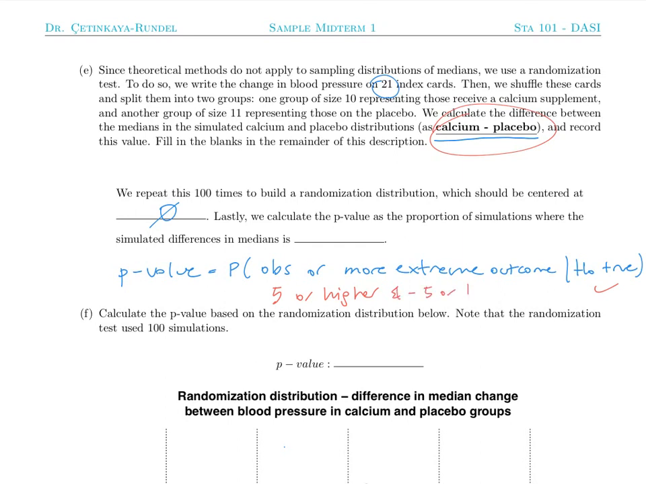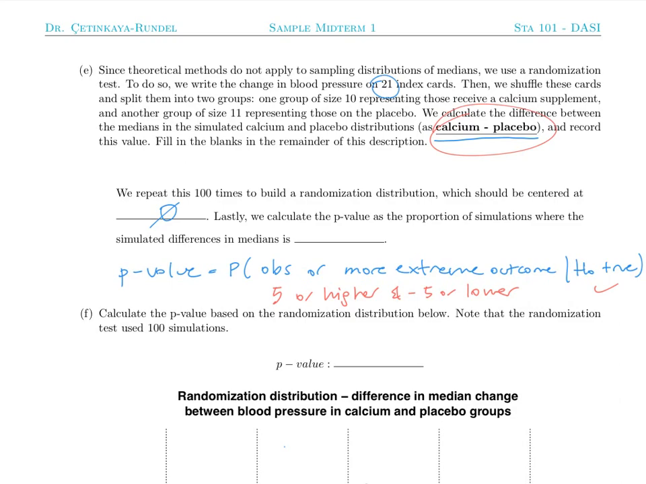Why? Because my alternative hypothesis was two-sided. If my alternative hypothesis had a greater than sign, I would only take the first part of this. So doesn't that mean that calcium minus placebo doesn't really matter? It doesn't really matter. You're right. If it was one-sided, though, it would matter in terms of where you're looking at.